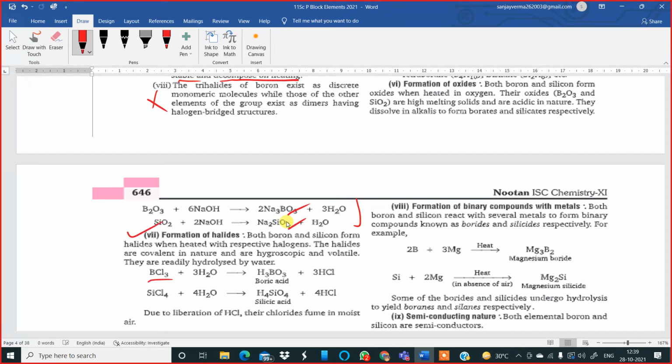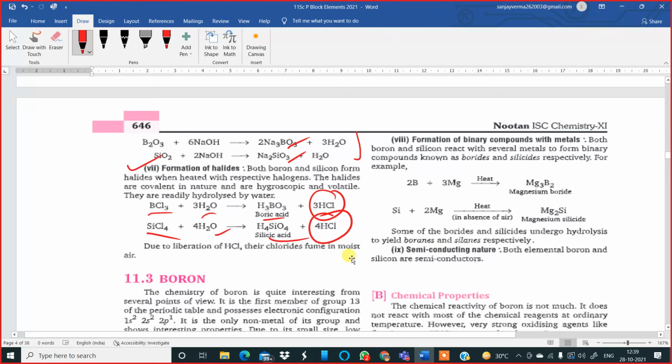Formation of halides: boron trichloride and silicon tetrachloride react with water to form boric acid, silicic acid, and then hydrochloric acid. Now, due to the liberation of hydrochloric acid, the chlorides fume in moist air. So, whenever you react these chlorides with water, they form the respective acid, and hydrogen chloride gas is formed, which fumes in moist air.